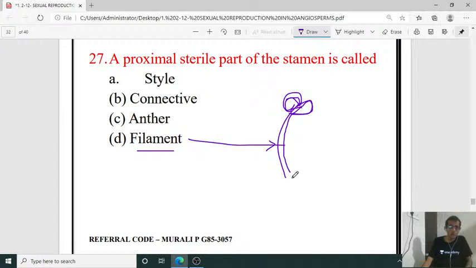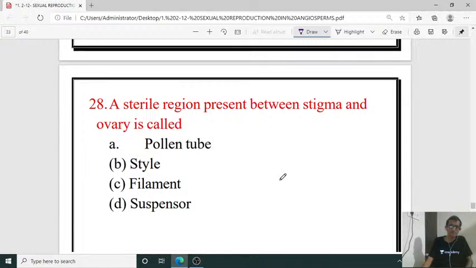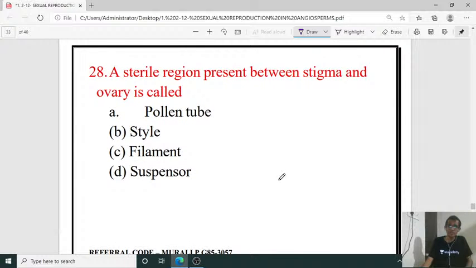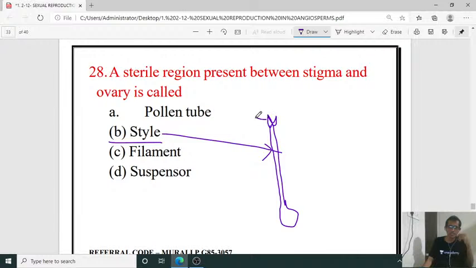Next question, so answer for 27 is D. And 28, a sterile region present between stigma and ovary. What is that? It is very simple. It is a style. This is the style. This is the stigma. And this is the ovary.